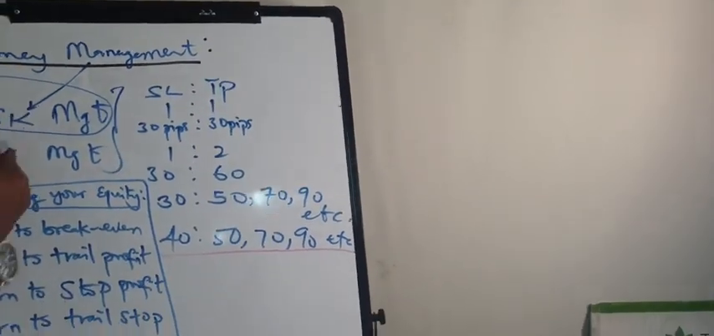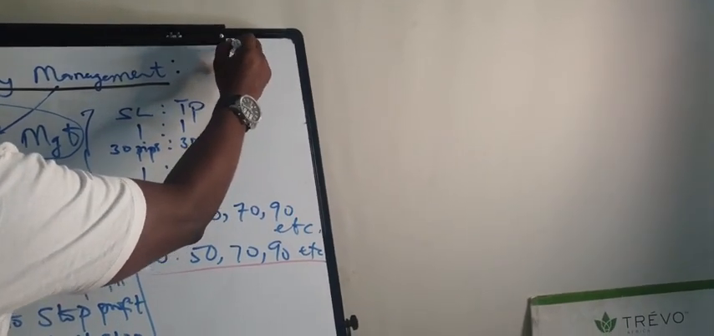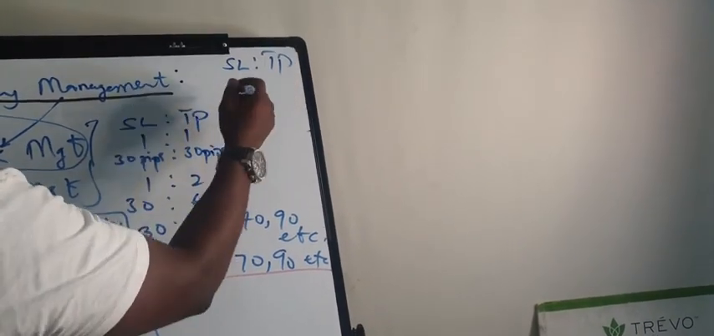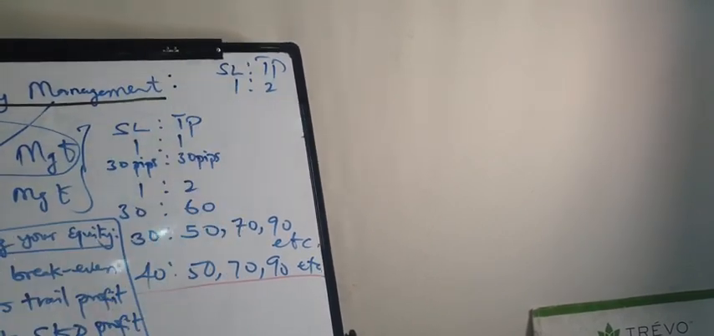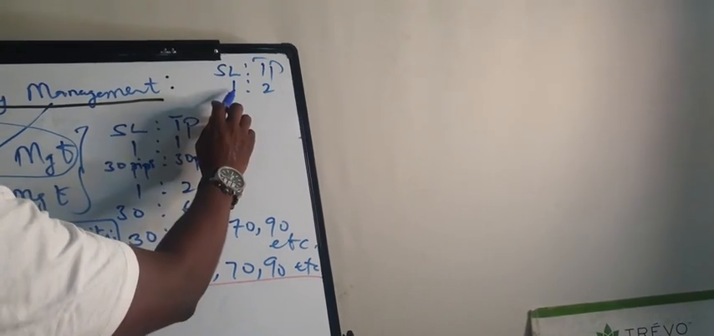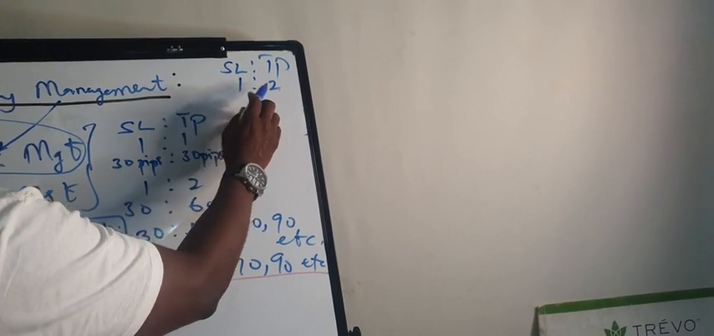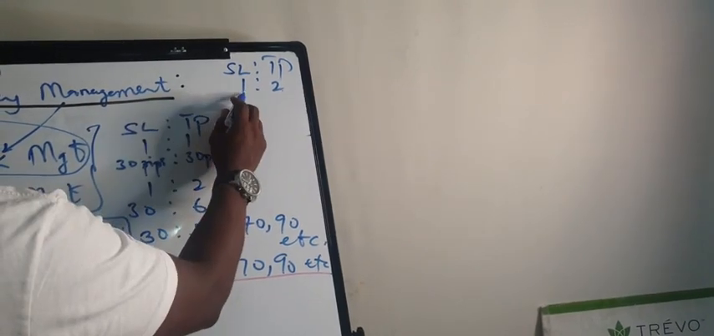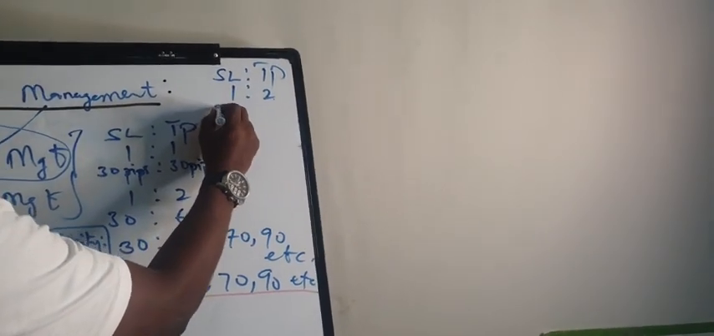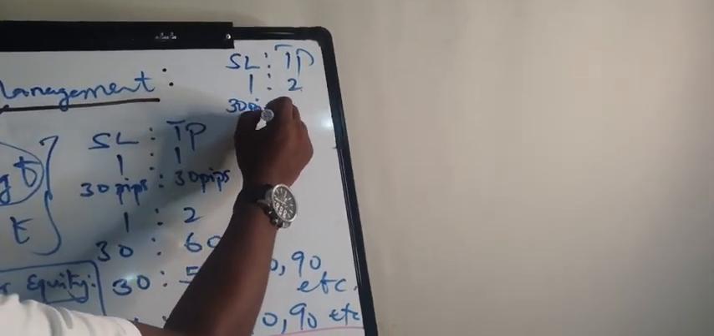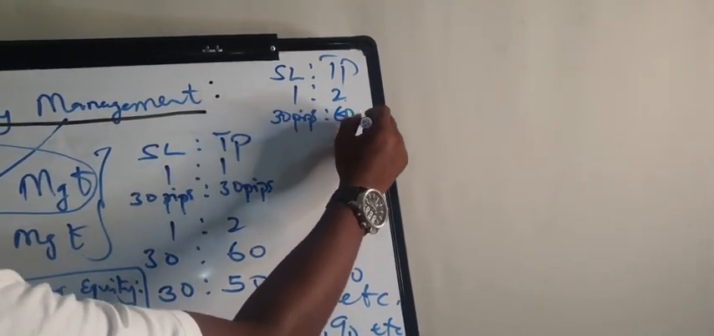For example, you are using a ratio of stop loss against profit. That's the risk and reward. You are saying ratio 1 to 2, for example. Meaning whatever you are willing to risk, you want twice that back. I'm risking $1, I want $2 back. That's the meaning. In this risk reward ratio, the stop loss is equivalent to 30 pips. So when you say 1 to 2, it means 60 pips.